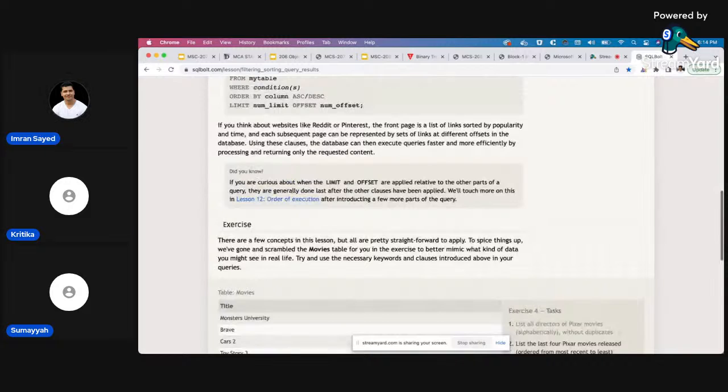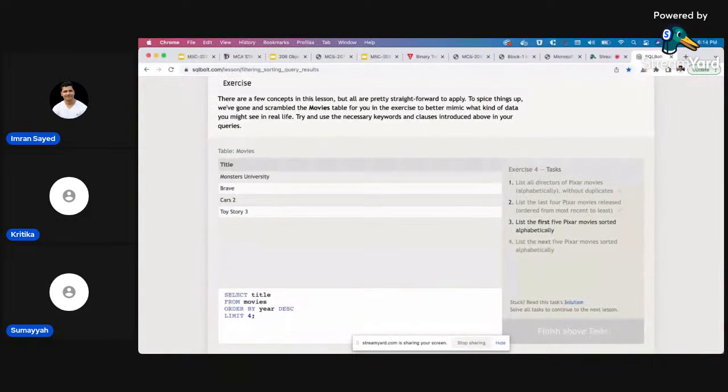Limit 4 will be the last thing, I think. Yeah, okay, so that works. So give me the last four Pixar movies. For last four, you're putting limit 4, which means it's only going to give us the four records. How will it give us the last four?